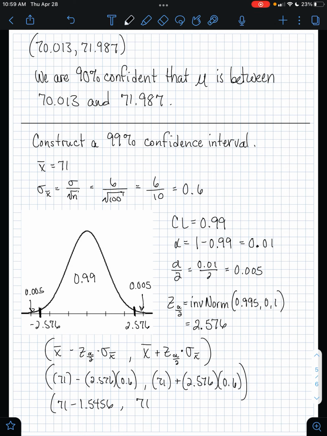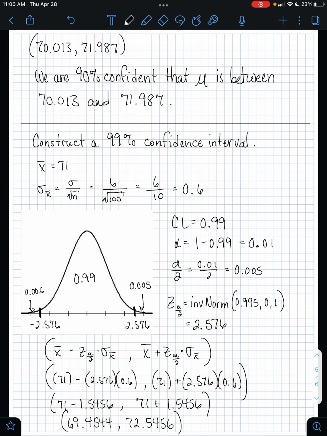In this case, our margin of error has grown to 1.5456. So it's definitely a larger margin of error, because if we want to be more confident, we have to be more willing to accept that we are off, and that means we could be off by even more than we thought. So again, this is going to result in a larger interval than before.